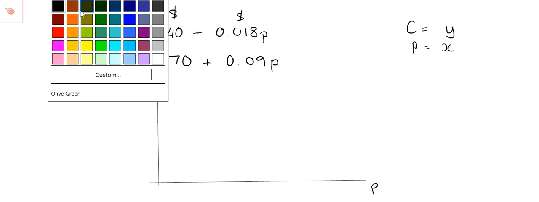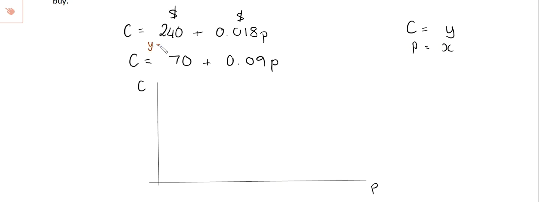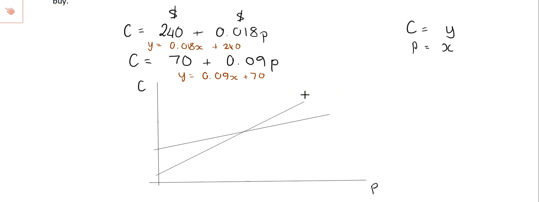Obviously, hopefully you've got the knowledge to say, well, this would be Y equals 0.018x plus 240, and this would be Y equals 0.09x plus 70, and then we draw it. And it should probably look like something like that. Is that what you get on your screen, roughly? So this one would have started at 70, and this one would have started at 240.